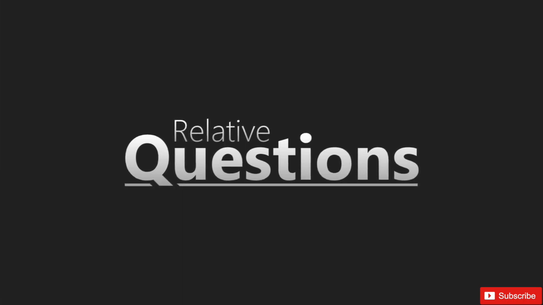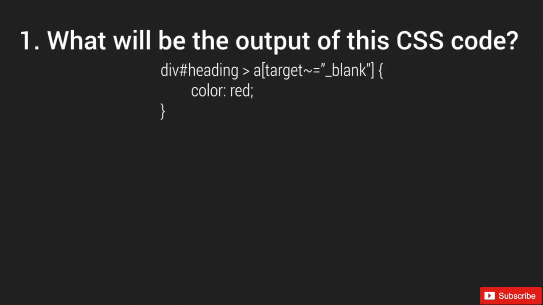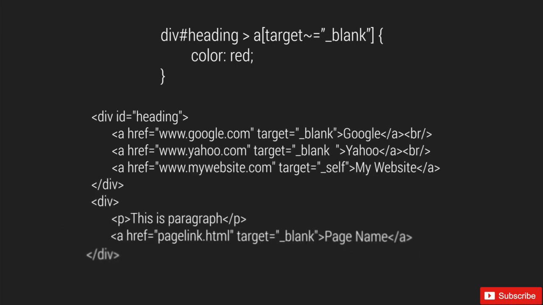Let's talk about the questions. What will be the output of this CSS code, where I have the division hash heading and the greater than sign, and we have the anchor tag and target blank, color red. Now let's break down this step by step.